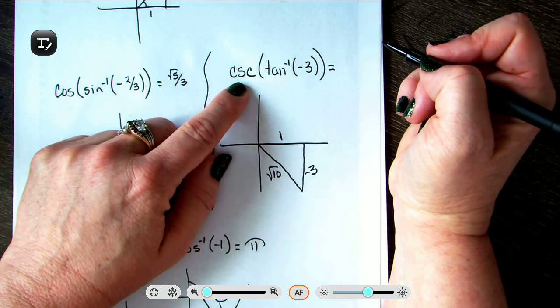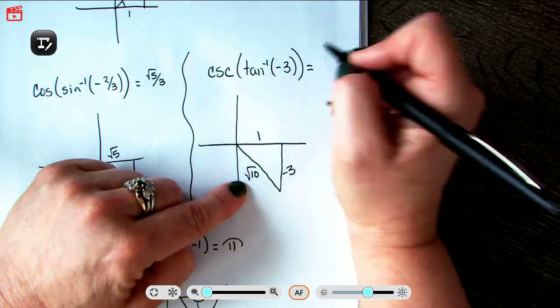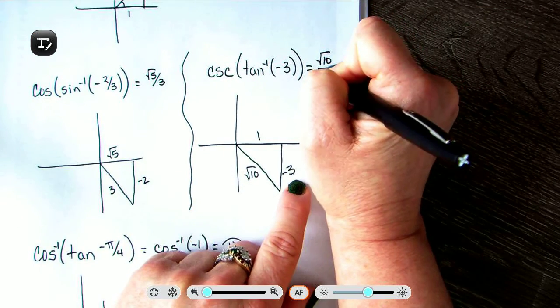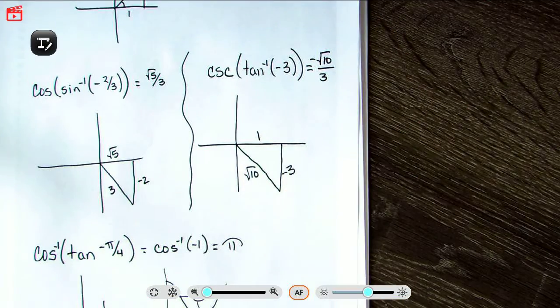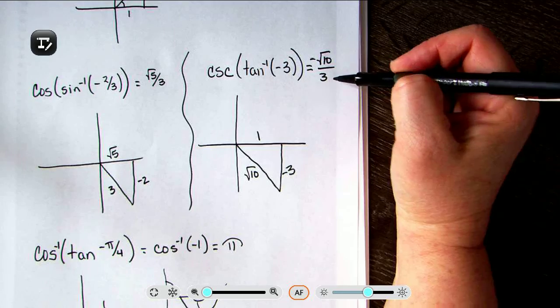Cosecant is 1 over your sine, or your hypotenuse over that opposite. And I'll put the negative out front so I don't lose it. So we get a negative square root of 10 all over 3.